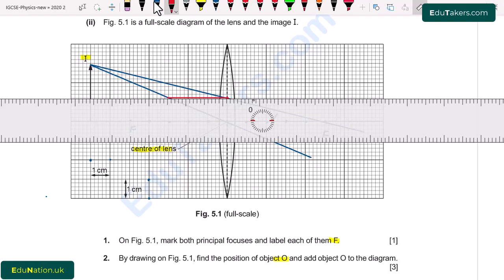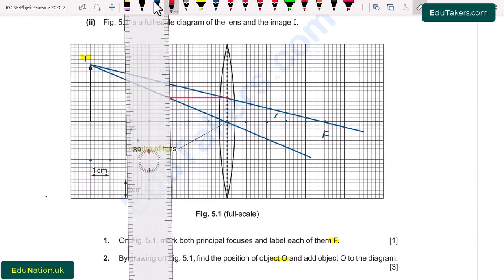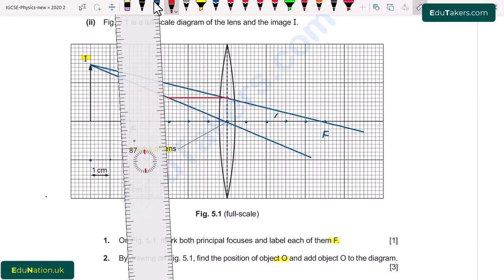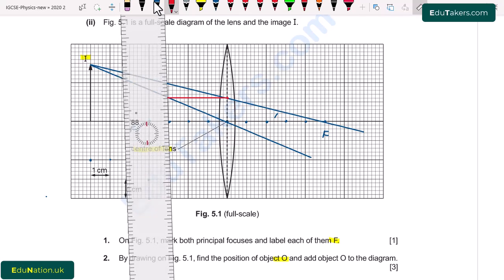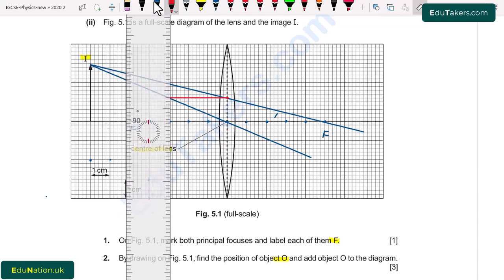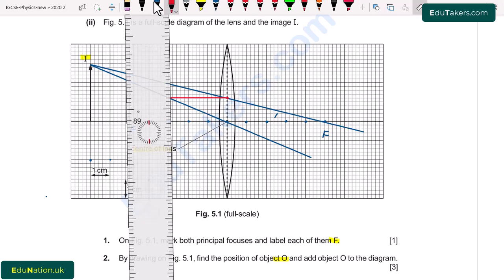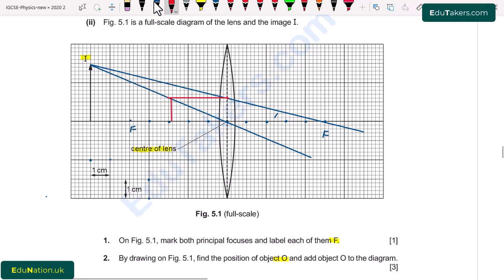And end this line on the first line. You can see that this red line touches the blue line at a point. Now I join this with the x-axis and I get this point. This is the location of the object. I label it with O. So this is the object.